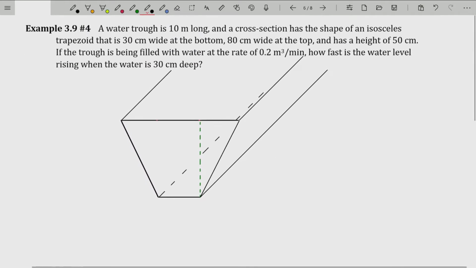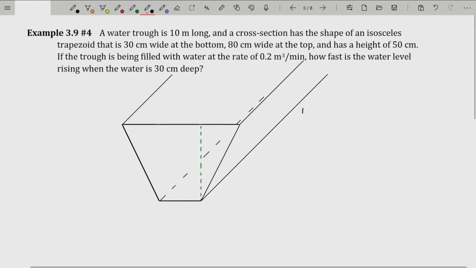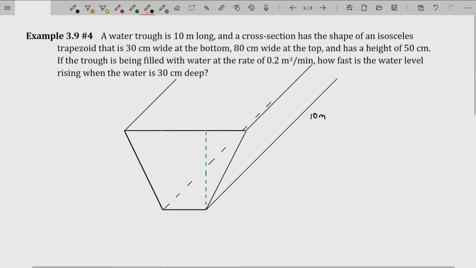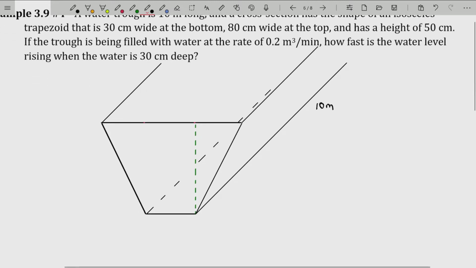The water trough is 10 meters long, so this is 10 meters that goes back. It's a three-dimensional drawing. One thing you need to note whenever you're dealing with any type of physical problem is that you want all your units to be the same. So if that depth is 10 meters, you need to transform everything into meters. It's 30 centimeters wide at the bottom, so therefore it is 0.3 meters at the bottom.